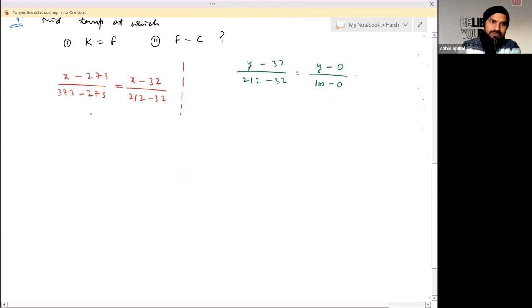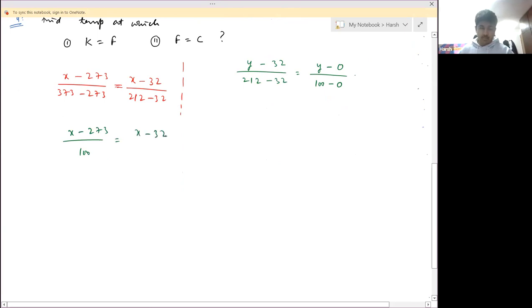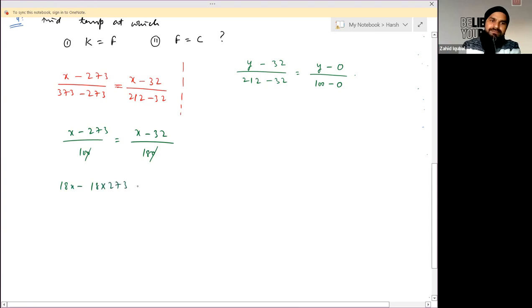If you simplify this particular part, (x minus 273) divided by (373 minus 273), it will be 100. Equals (x minus 32) divided by (212 minus 32), it will be 180. This 0 and this 0 will cancel out. Now just cross multiply. So 18x minus 18 into 273 equals 10x minus 320. Is it clear? Yes, sir.